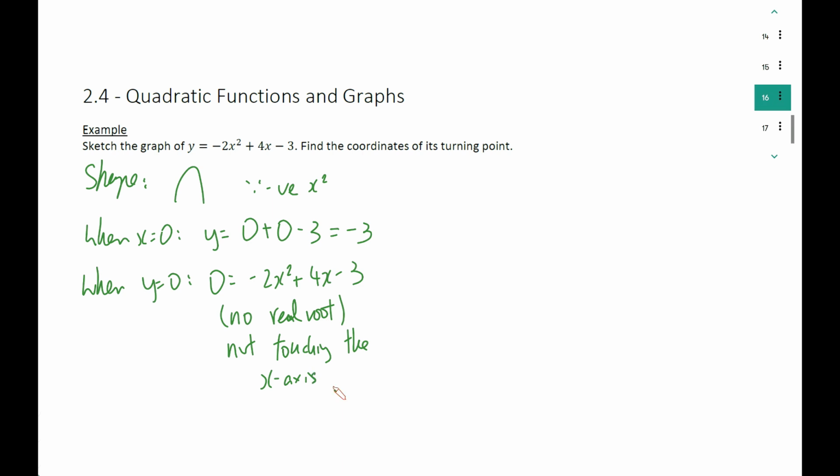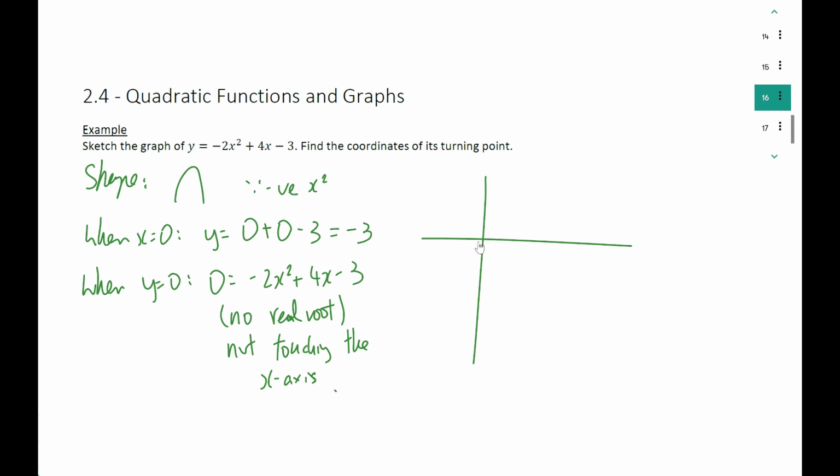So what does it look like? Now, when the y-intercept is minus 3, it could be either like this, because all you need is a negative y-intercept of minus 3, or it could be like this. To find out which way it is, we can find the turning point.